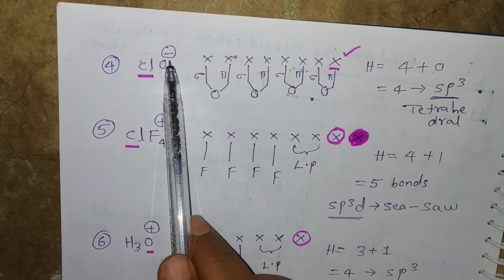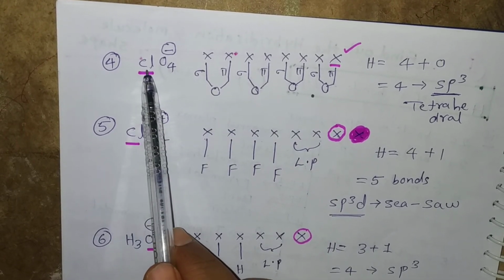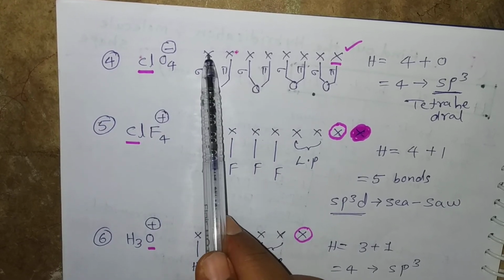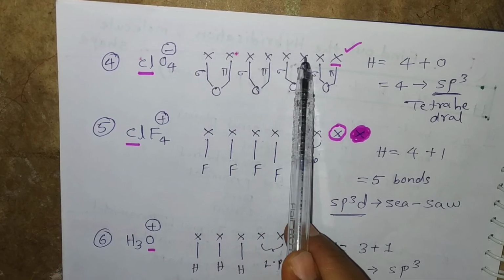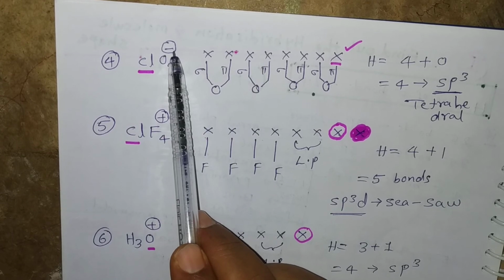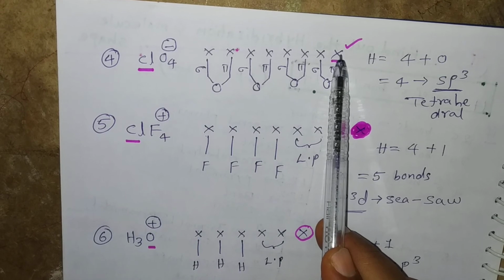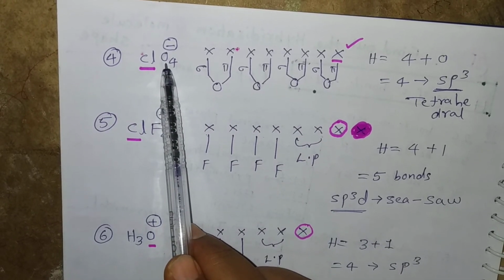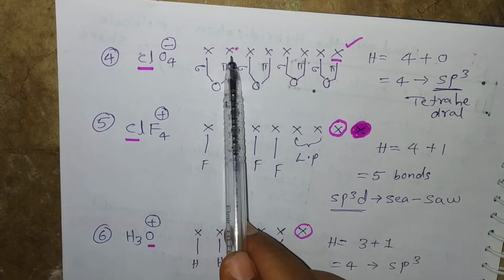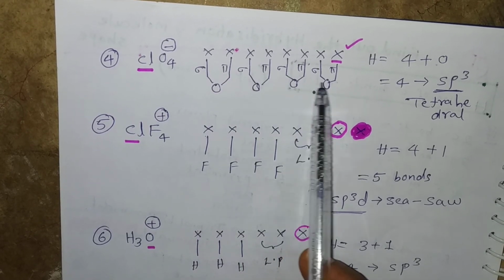ClO4 minus, central atom Cl. It belongs to the 7th group in the periodic table, which means 7 valence electrons: 1, 2, 3, 4, 5, 6, 7. But the charge is negative. Negative charge means adding 1 electron. So an extra 1 electron is added, total 8 electrons. Now the oxygen forms a double bond with 2 valence electrons. One is a sigma bond, another one is a pi bond.